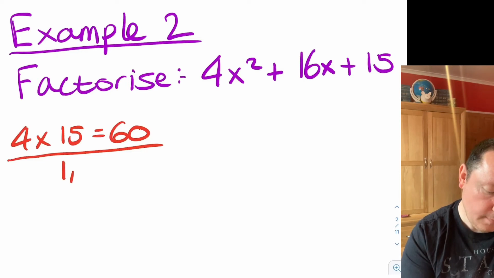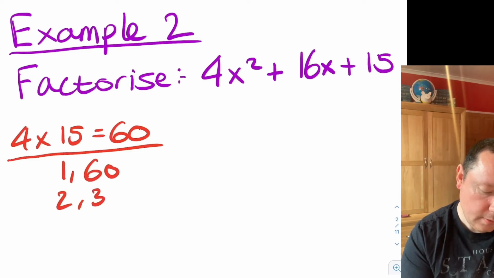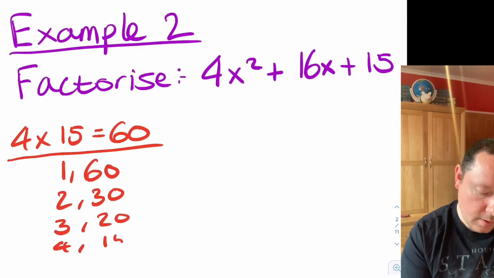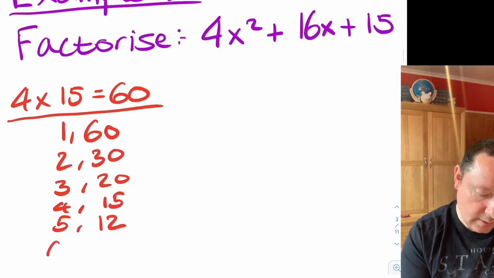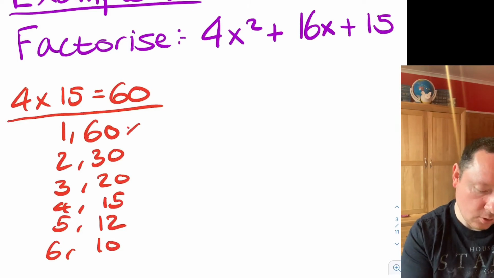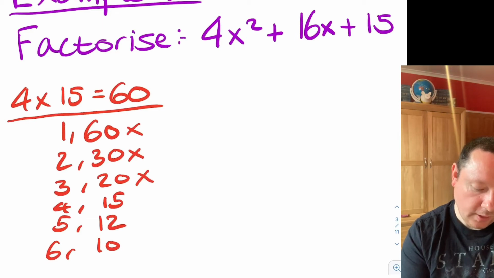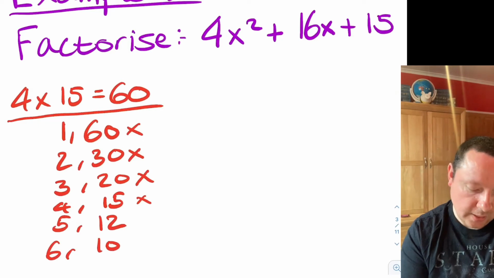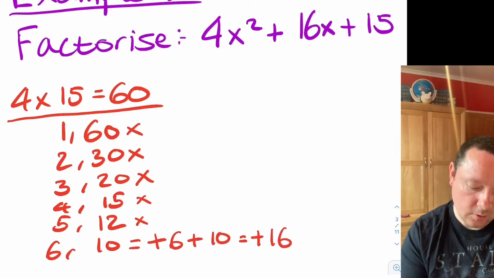So 1 and 60, 2 and 30, 3 and 20, 4 and 15, 5 and 12, 6 and 10, and that's all the pairs. We'll just go down them one by one. 1 and 60 doesn't make 16, just cross it. 2 and 30 doesn't make 16. 3 and 20 doesn't make 16. 4 and 15 doesn't make 16. 12 and 5 doesn't make 16. But 6 and 10, yes, that makes 16. Plus 6 plus 10 is plus 16. So that's the one I want.